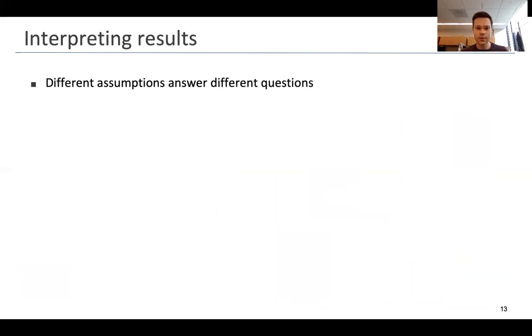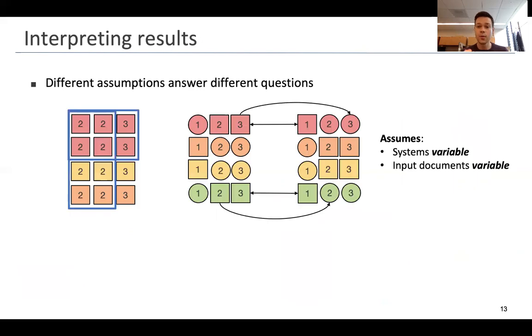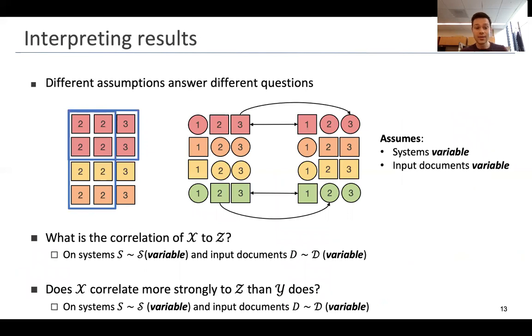The different assumptions that we make will help us answer the different questions that we were interested in at the beginning. For example, when we assume that the systems are variable and the input documents are variable, by swapping rows and columns or sampling rows and columns, that helps us answer the question of what's the correlation of X to Z under the assumption that both the systems and documents are variable, as well as comparing the correlation of X and Y under that same assumption. So the choice of sampling corresponds to a set of assumptions, which helps us answer the questions that we're interested in.